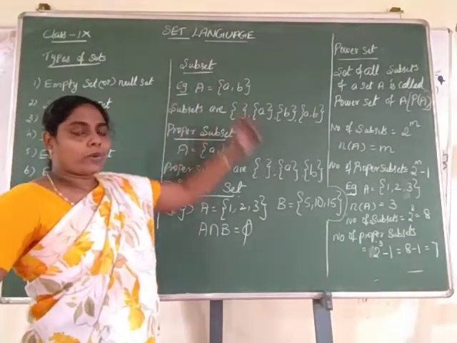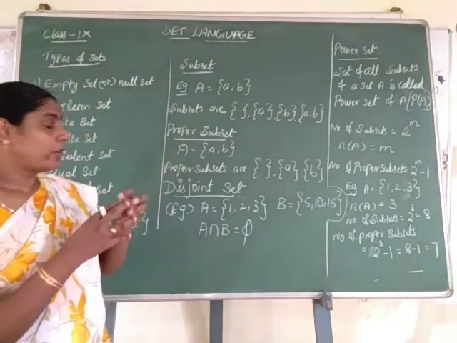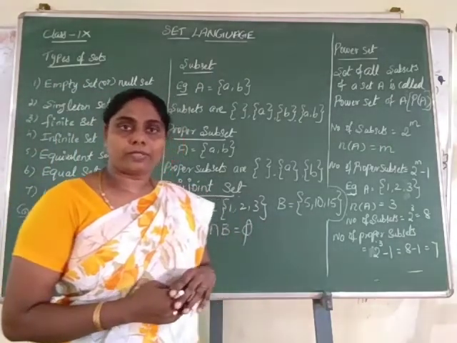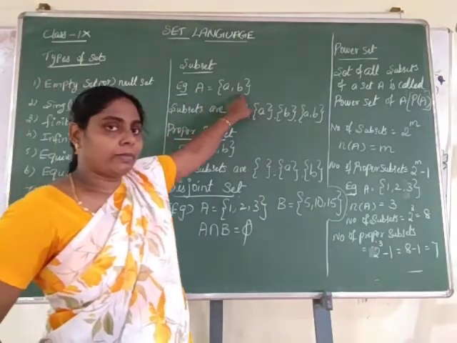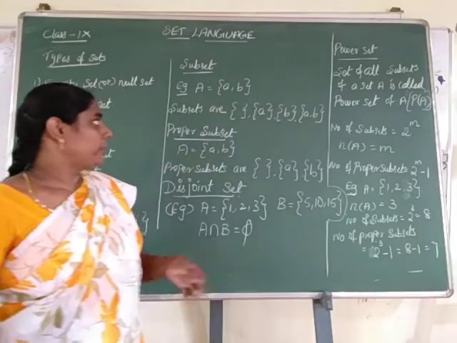Now subset. What is meant by subset? How many times you have to split the set? That only is a subset of the set. Look at this example. A is equal to the set of all a comma b. This is the set we are going to use.